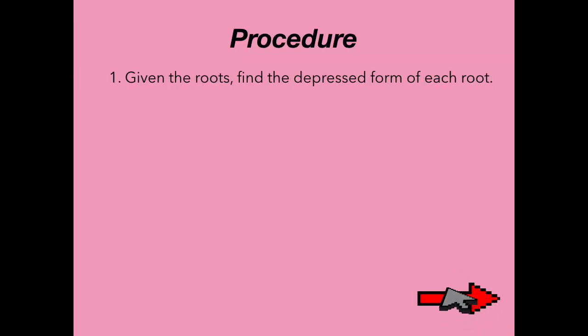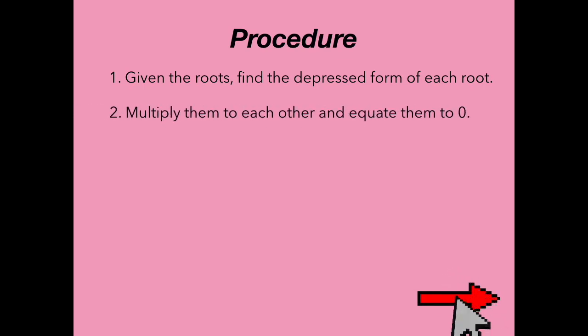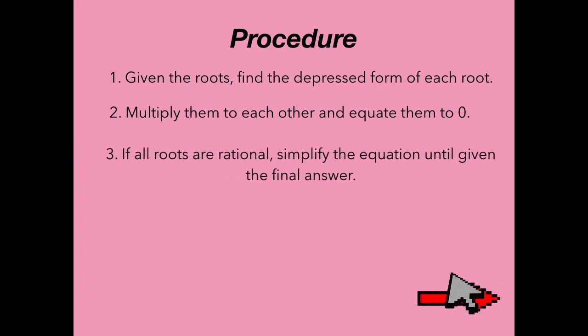The procedure of forming a polynomial. Given the roots, you always want to find the depressed form of each root. Then you multiply them to each other and equate it to 0. If all the roots are rational, simplify the equation until you're given the final answer.